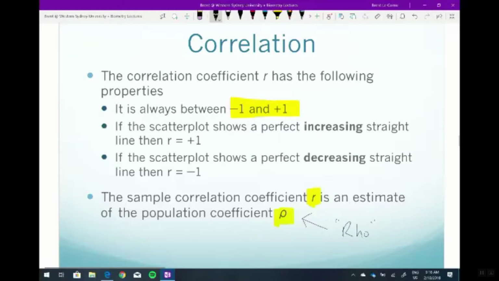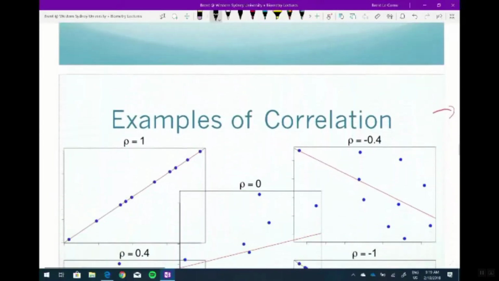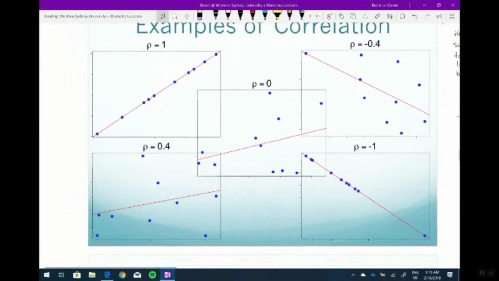So there is a true population correlation coefficient, which we will almost never know. The point about statistics is we're going to take a sample and then calculate the correlation coefficient from that sample data. And we call that R, the sample statistic. Happy so far? Yep. So here's some examples of correlation.